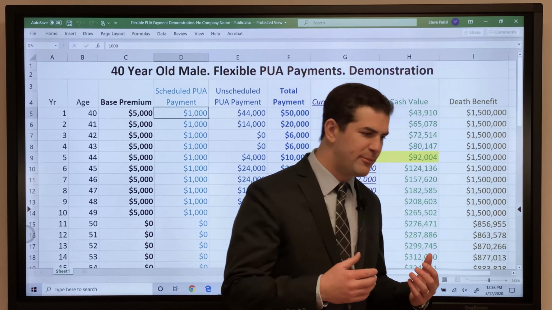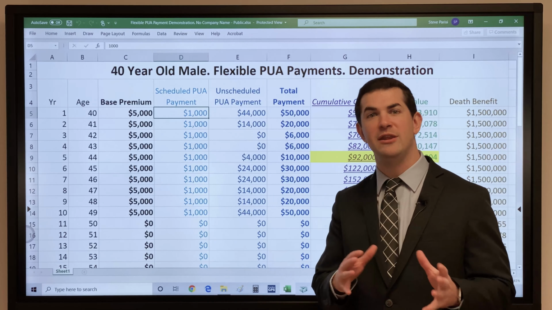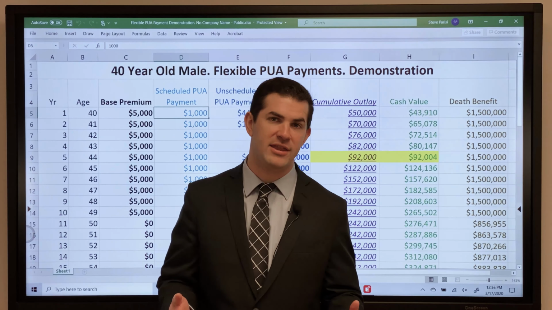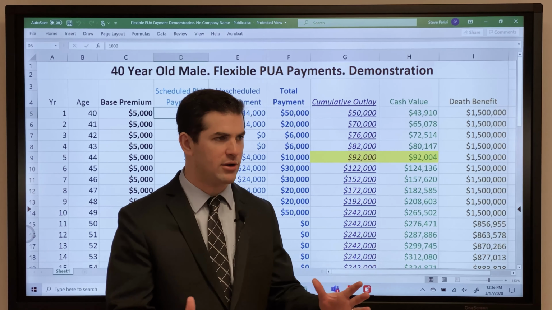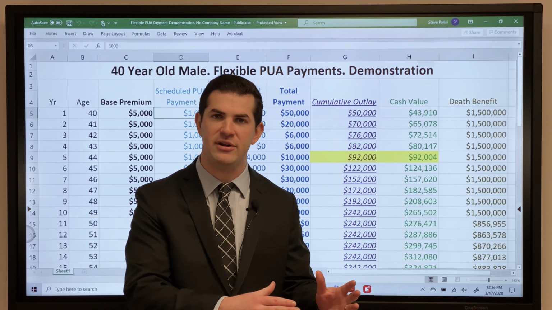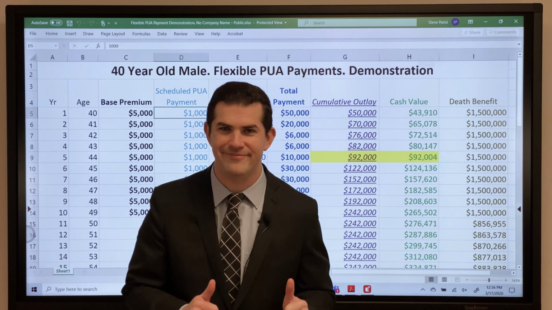So again, the company we use is important because they all have different rules around the PUA flexibility as far as when we can add the funds. But at the end of the day, as long as we know how to construct a policy properly and are familiar with their PUA flexibility, we can accomplish something just like what we see up here.